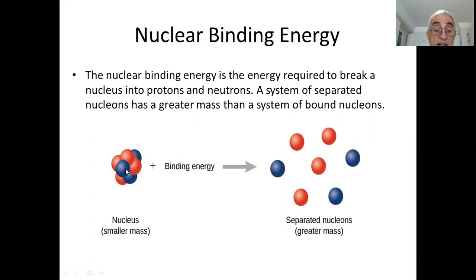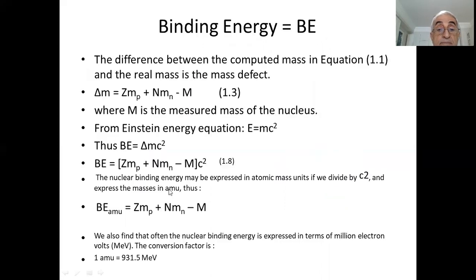Here in this graph, this is a nucleus, plus a binding energy, the amount of energy to break up the neutrons and protons and separate them. It will become like this graph. These are separated protons and neutrons, or separated nucleons. So it has been proved experimentally that when the protons and neutrons are separated, the mass will be greater than when the neutrons and protons are stuck together. Binding energy, we will call it BE.